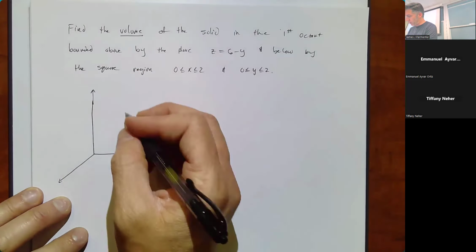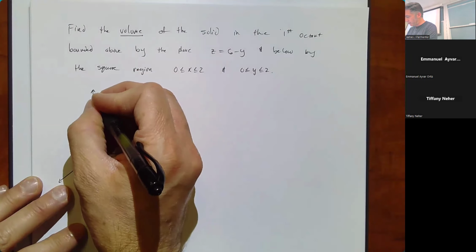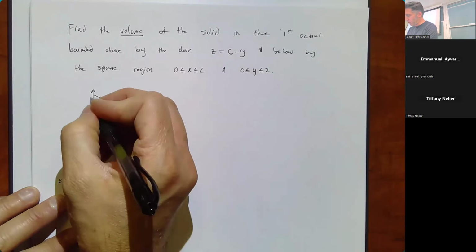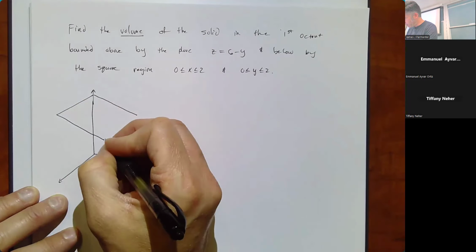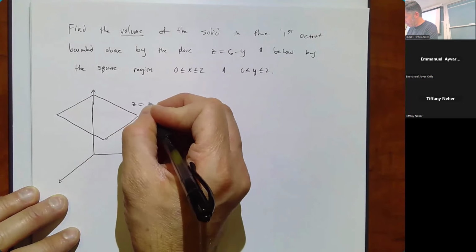So right here's our surface, which I'm okay drawing. I keep convincing myself. So here's our surface, z equal to 6 minus y.